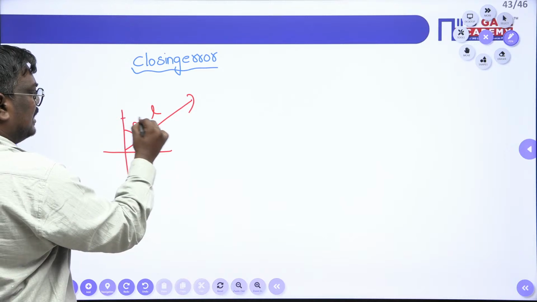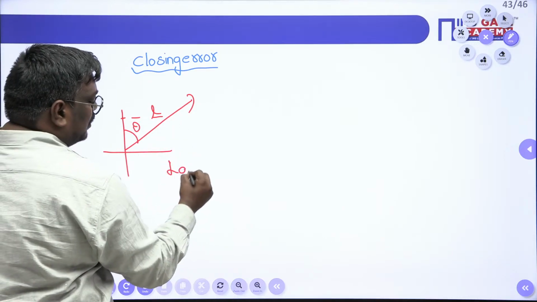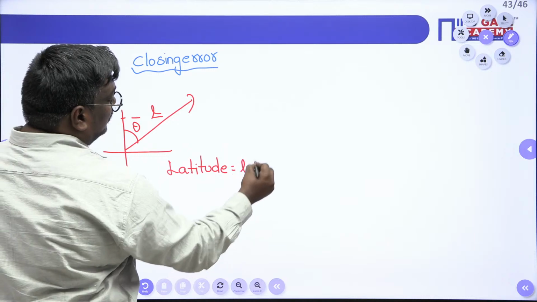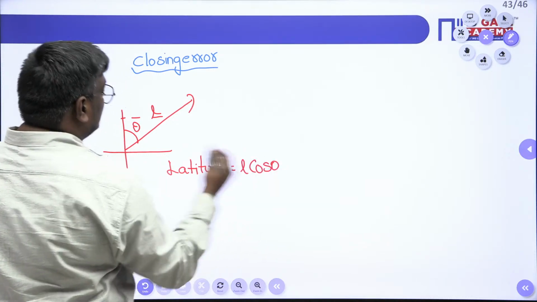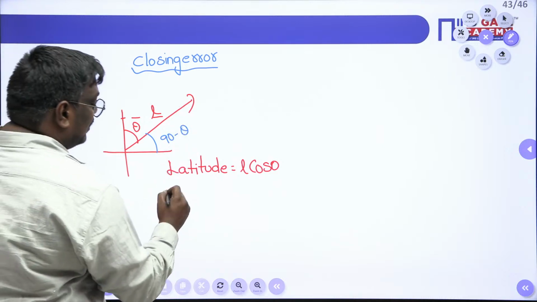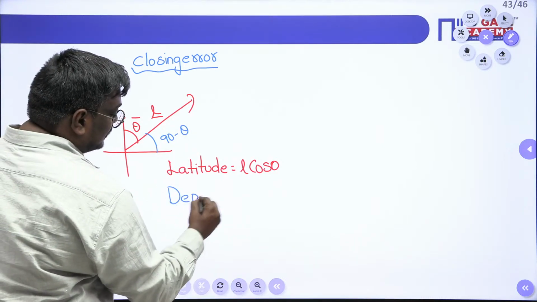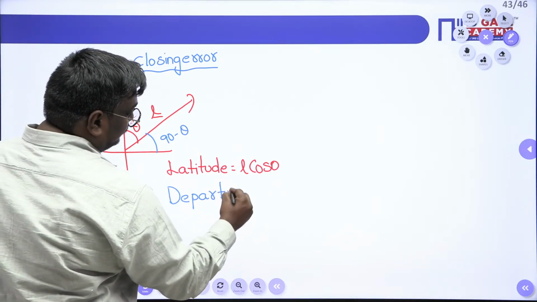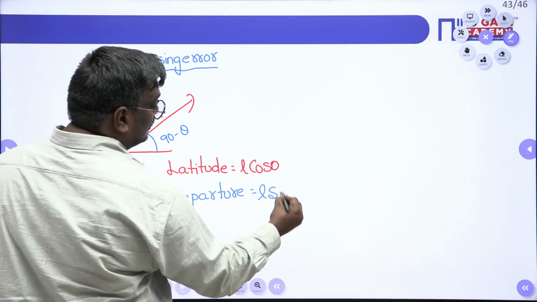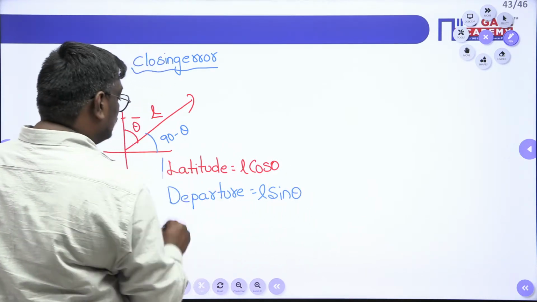if this angle is theta, latitude will be equal to L cos theta, because this angle is 90 minus theta. Similarly, departure is equal to L sin theta. So remember, these are the two things.